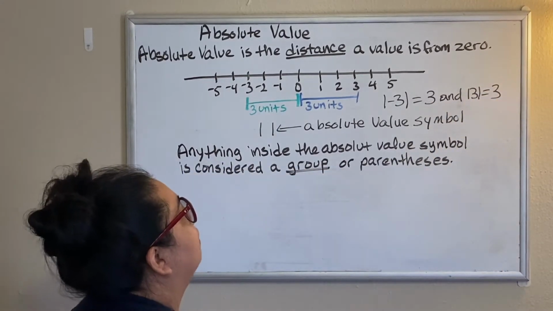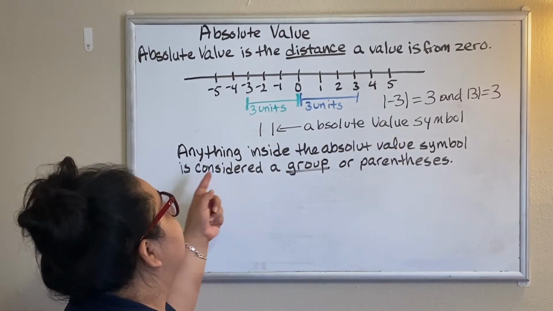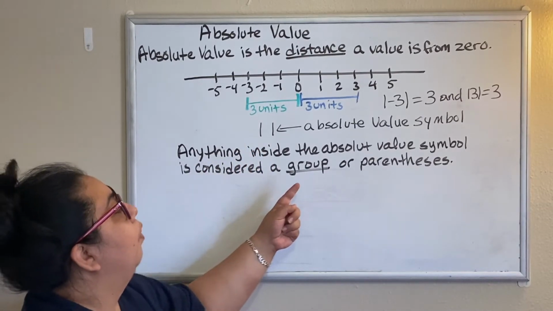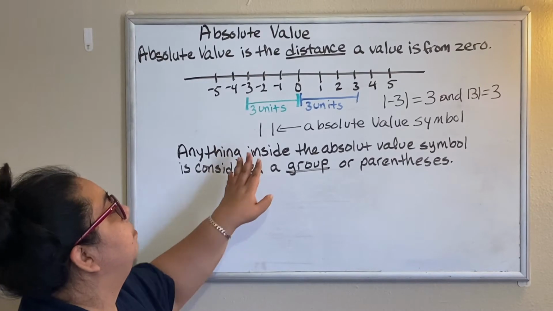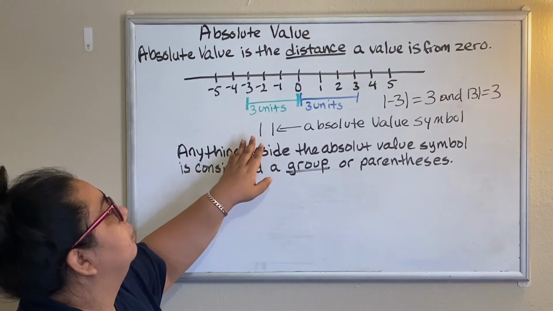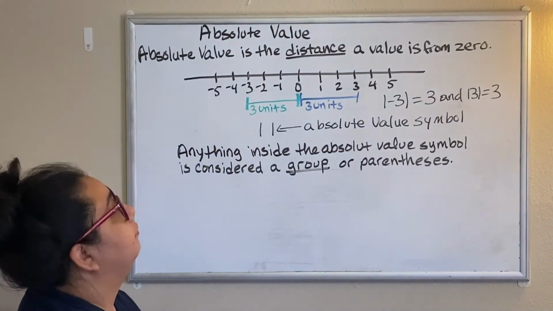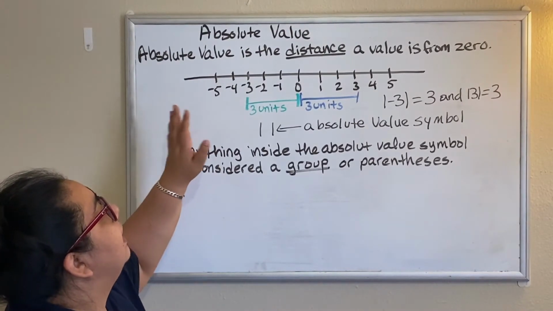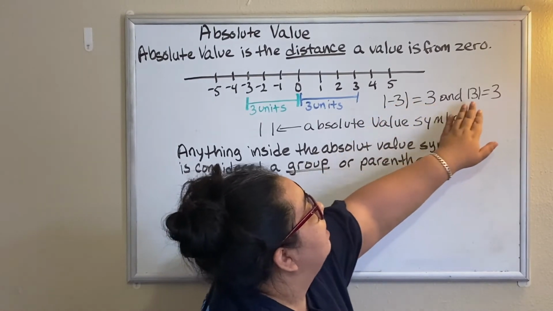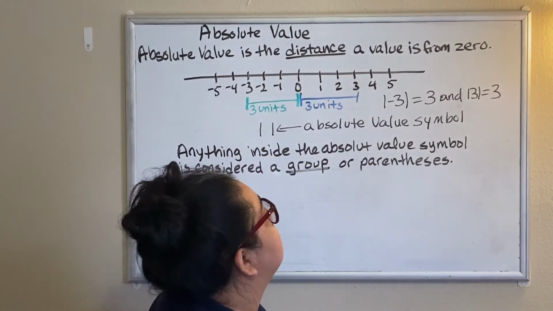By the way, those two vertical bars that I wrote are the absolute value symbol. And anything inside that symbol is considered a group or a parenthesis. So when you're simplifying, you want to simplify the inside of those groups first before you simplify the rest. Remember, in order of operations, groups was first. But remember, with absolute value, it is a distance. So it basically changes from a negative to a positive, and if it's already positive, it stays positive because we're talking about a distance.